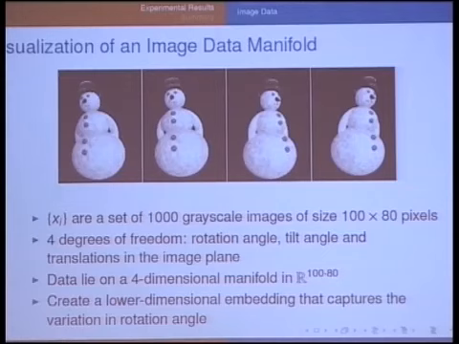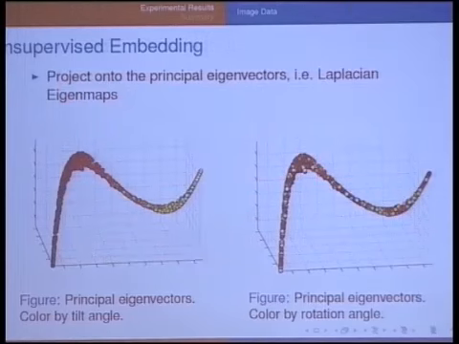How does the manifold look with respect to the rotation angle? This methodology allows you to do that. You treat rotation angle as a response variable, and find a representation of the manifold that allows you to predict rotation angle. All right, so we've done that here.